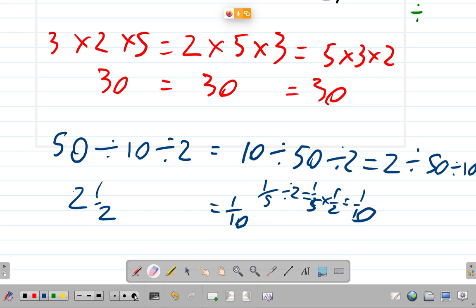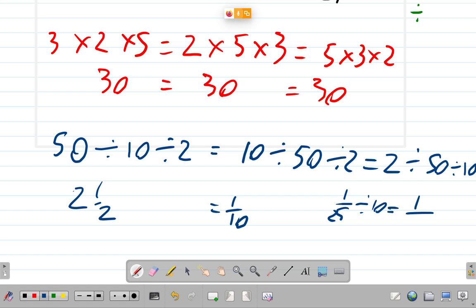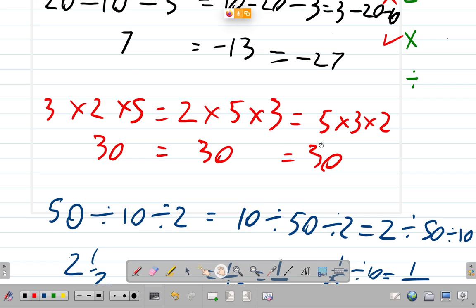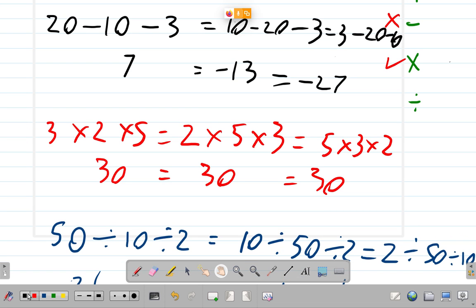Now, we work that out. Well, we can see here that it's not commutative, but what about if we work this one out? 2 divided by 50 is the same as 1 divided by 25. That divided by 10 is the same as 1 divided by 250. So this is 1 divided by 250. Therefore, what we can say here is that division is not commutative.